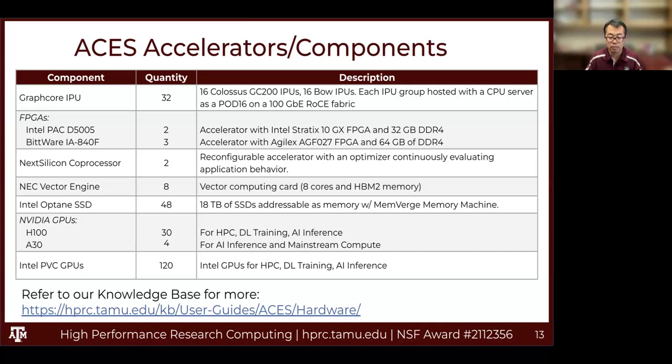That means if you have an application that uses a lot of memory, for example, greater than 500 gigabytes, and you want to use a few terabytes, we can use this technology to help you get more memory. And also we have about 30 NVIDIA H100 GPUs and NVIDIA A30 GPUs as well. We have about 120 Intel Data Center GPU Max 1100. So all sorts of accelerators, and you are welcome to test your applications on this computing platform.